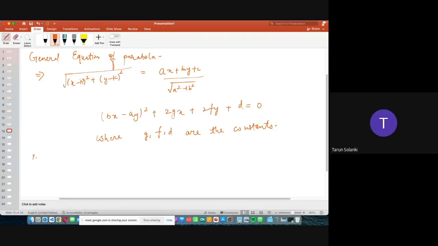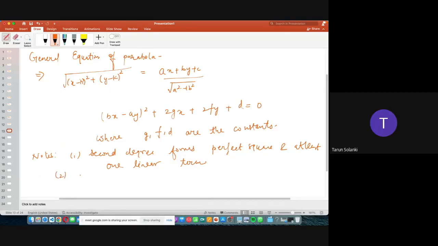So some notes are there related to this. First, if it's a second degree equation in x and y, then the terms of second degree form a perfect square, and there is at least one linear term. So we can write: second degree terms form a perfect square and at least one linear term.